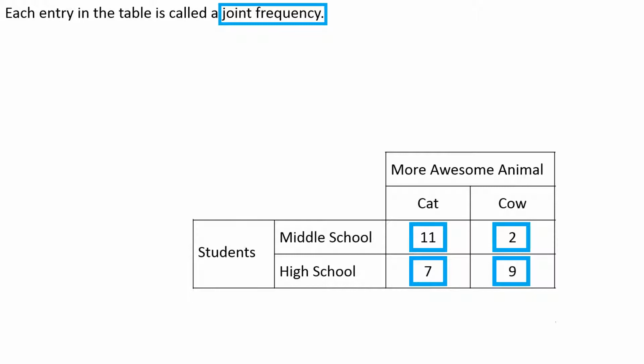So, for example, that 11 is a joint frequency because it describes in part the middle school students, but it also describes in part like cat as being the more awesome animal. So each entry is a joint frequency.